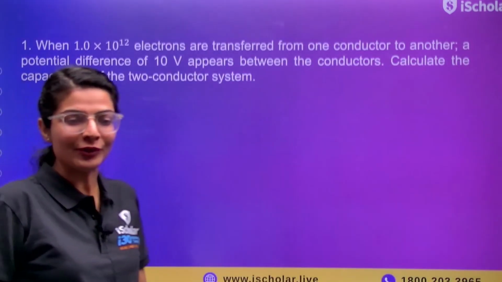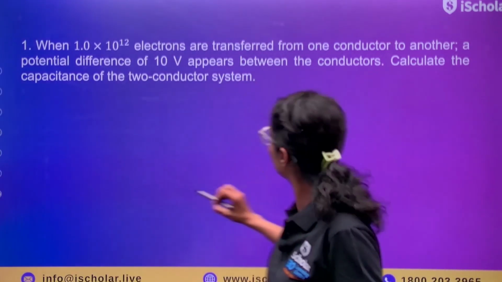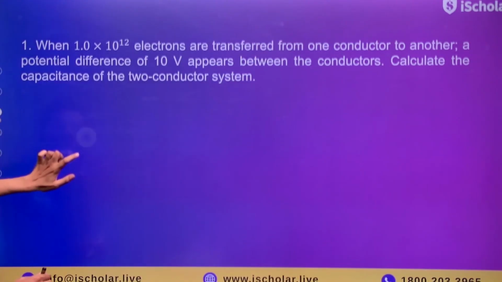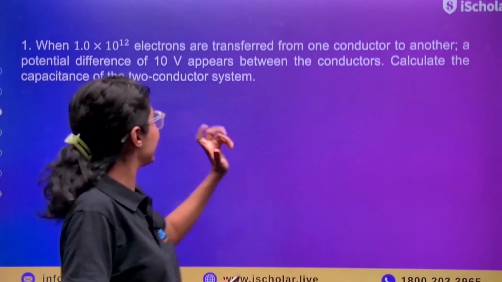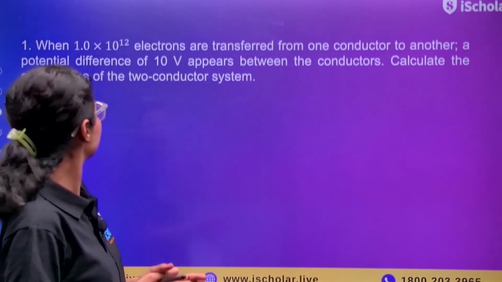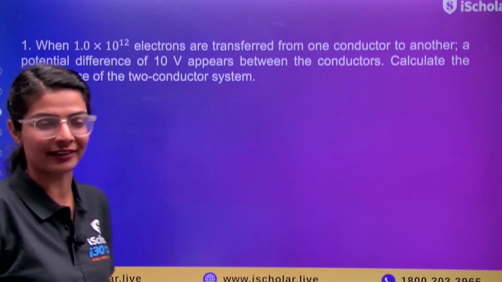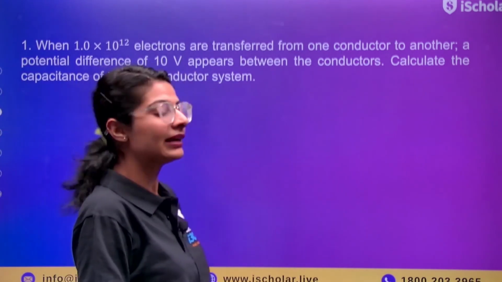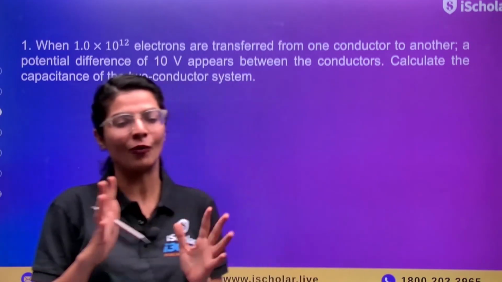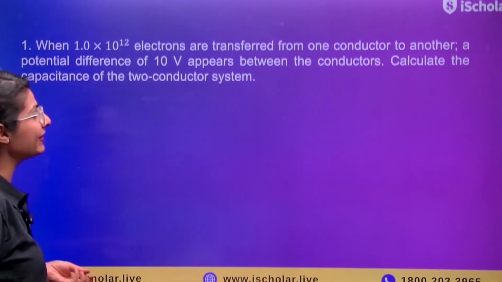The first question is: when this many electrons are transferred from one conductor to another, a potential difference of 10 volt appears between the conductors. You have to calculate the capacitance of the two conductor system. Initially the questions are quite simple. They are quite formula based. So let us deal with this.